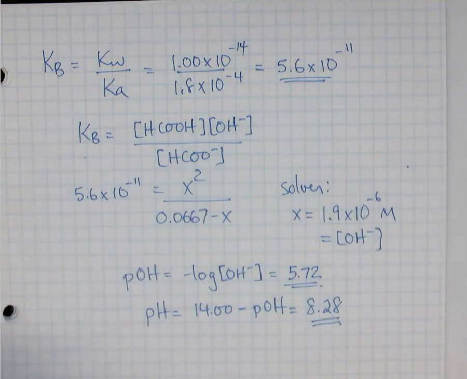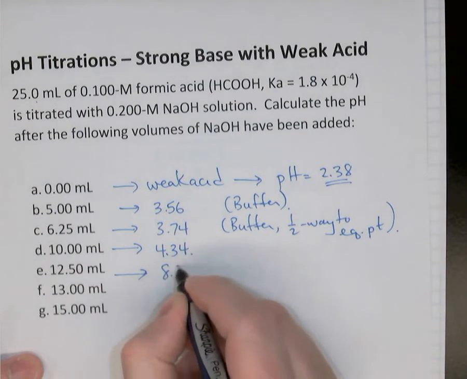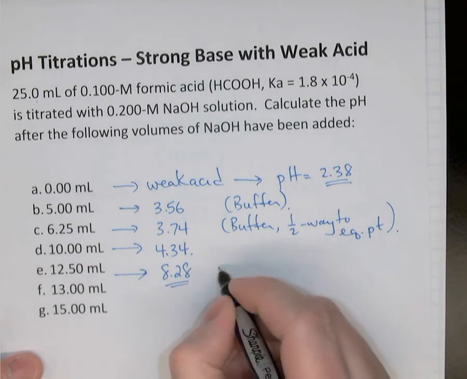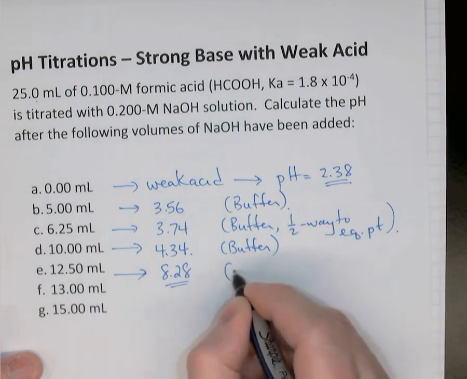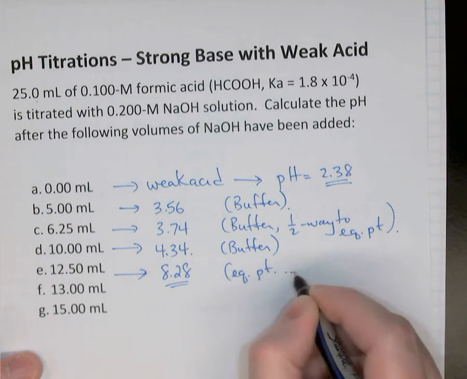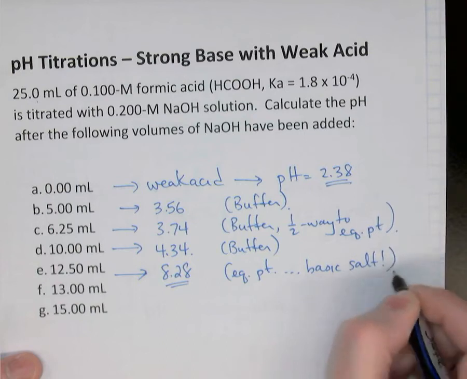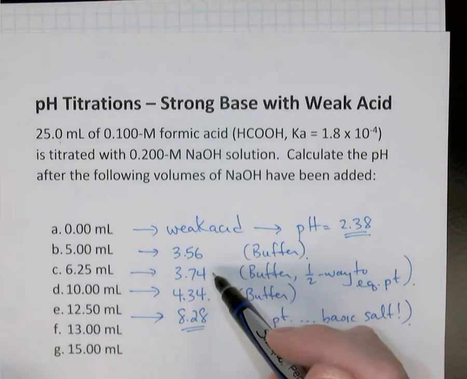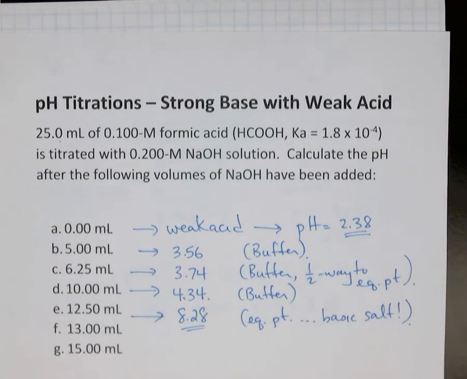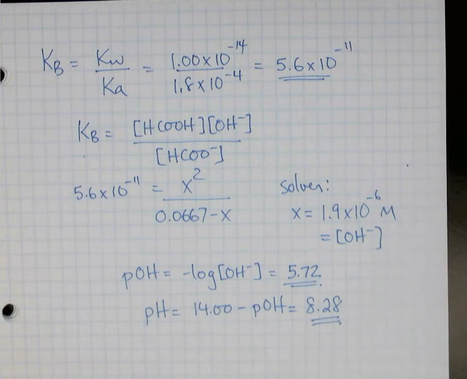And notice that the pH is basic because of the salt that's in there, 8.28. So this was at the equivalence point where we have a basic salt. The salt was sodium formate, and although sodium doesn't affect pH, formate makes the pH basic. So now let's go past the equivalence point and add 13 mL of base.